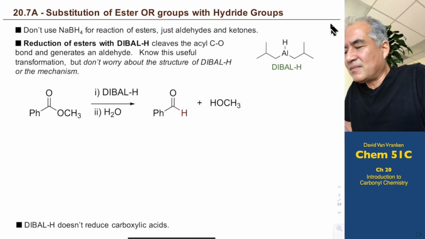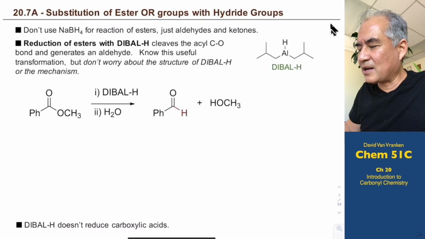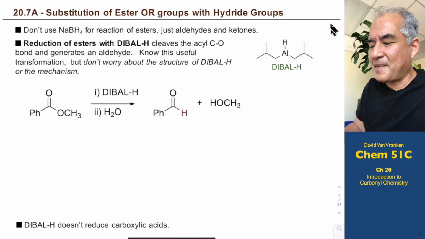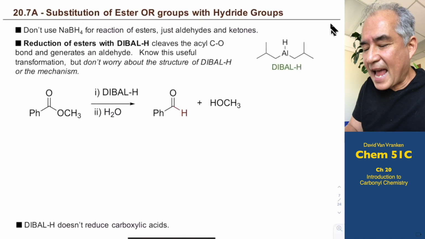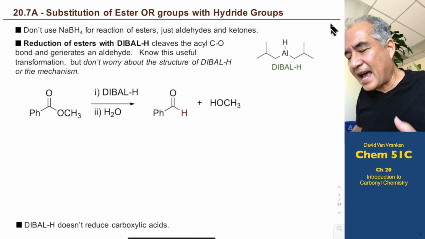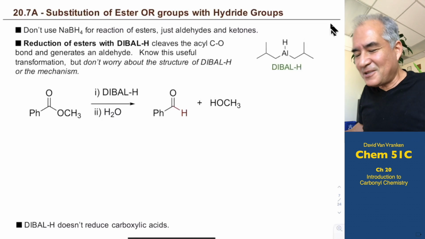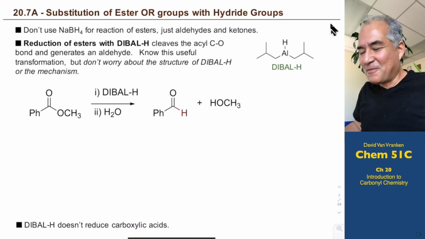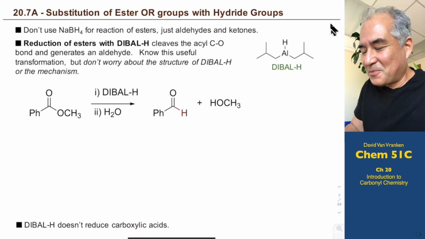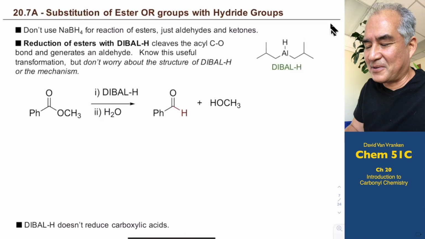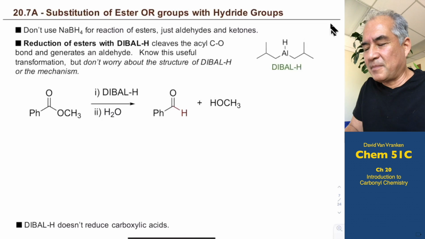And DIBAL-H, after this, you don't need to know the structure. I'm never going to ask you the structure. The book doesn't show you the mechanism, so I'm not going to show you the mechanism because it'll freak your mind out if I show you the mechanism. But when you treat an ester, not a ketone or an aldehyde, if you treat an ester with DIBAL-H, it replaces the ester alkoxide group with a hydrido group. And that is useful. Man, that's useful. Wow. Aldehydes are so much more useful than esters as far as organic synthesis goes. So this is really an important transformation when you do multi-step organic synthesis in the laboratory.